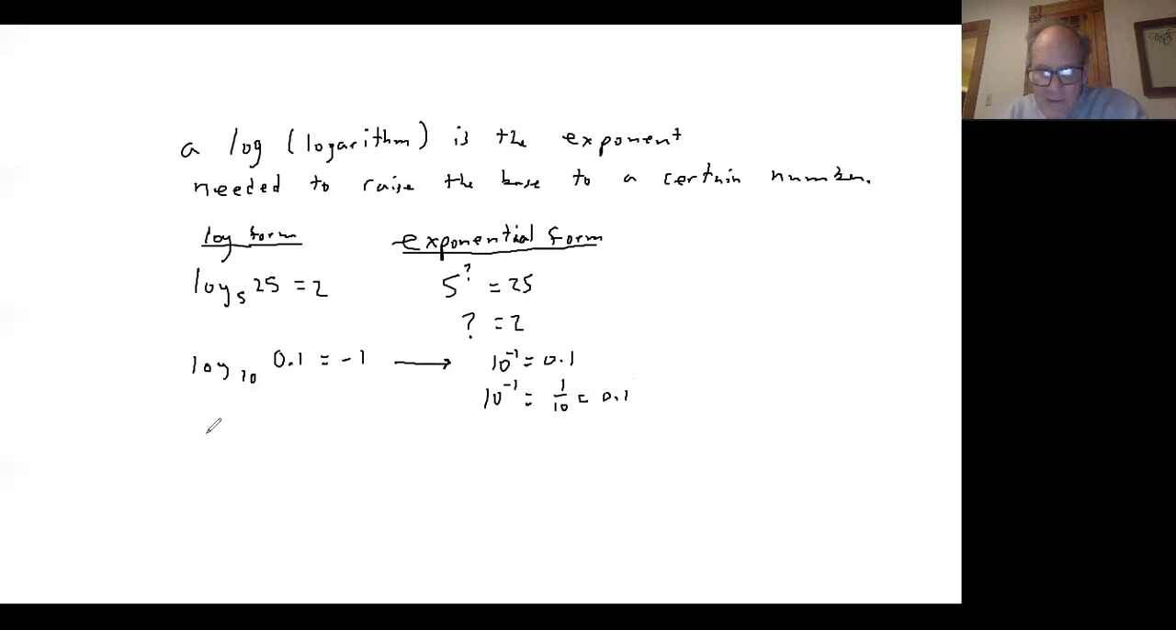How about something like this? What is the log base 2 of 1/8? Put it in exponential form. 2 to something, I'll just make that an x this time, equals 1/8. But 1/8 is the same thing as 1 over 2 cubed, which is the same thing as 2 to the -3. Since 2 equals 2, then x must be -3.